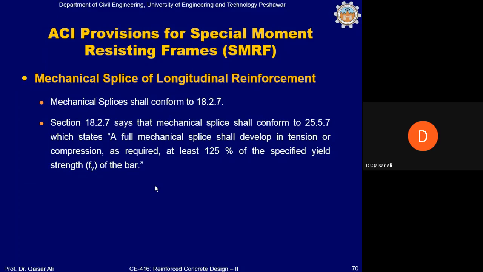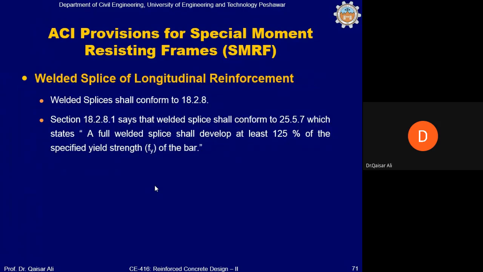Mechanical splicing is obtained through certain arrangements. You have studied this in the lap splice lecture, where mechanical splicing was also discussed. Whatever mechanical splicing arrangement is used, it shall have a strength of at least 125% of the yield strength, so that no breakage of the mechanical splice occurs at the locations where the splice is being provided, and to make sure that yielding occurs at that location instead of breaking a part of the mechanical splice arrangement.